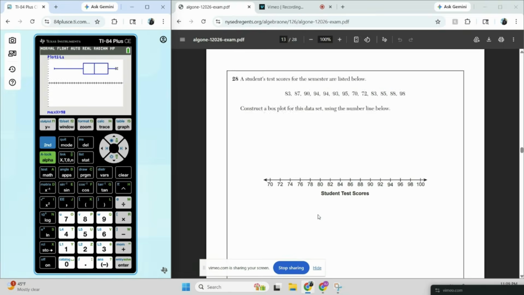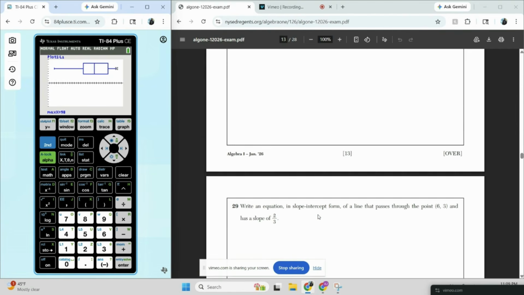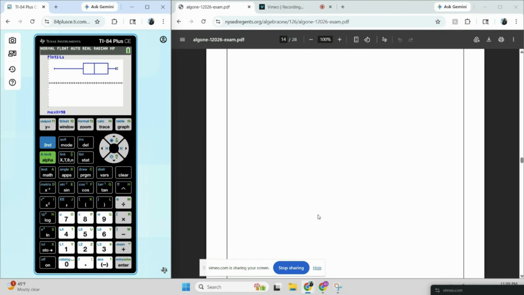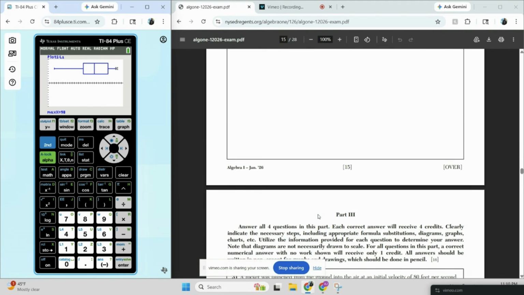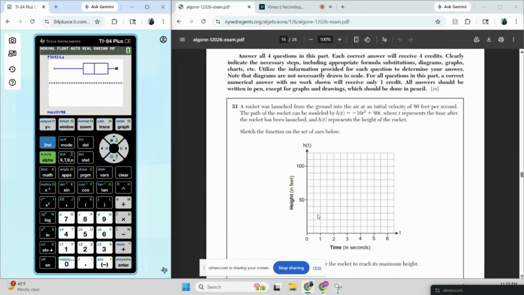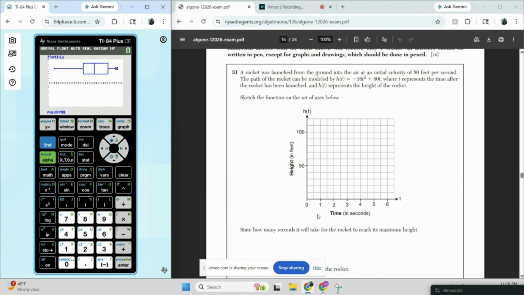First 4 questions in part 2 are all calculator. 29 you cannot do, 30 you cannot do. You have already passed this exam. 31 you can, but it's a lot of moving the graph around.